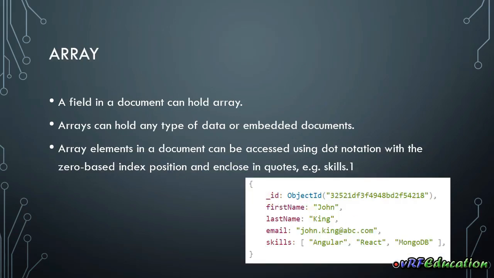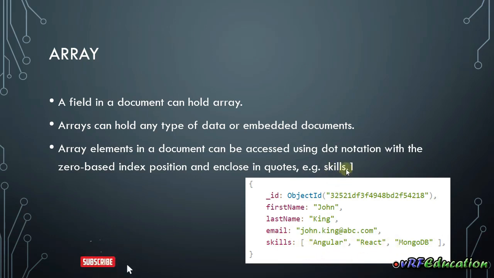And the last type that I'm going to check is array. A field in the document can hold an array. Arrays can hold any type of data or embedded documents. So here again, we are free to use any data type inside an array, and it's somehow like a variant data type in other programming languages such as C++. And this is an array that we created here using bracket notation, and put 3 different strings inside the skills field inside our document. And also we can use dot notation to access elements inside the arrays.